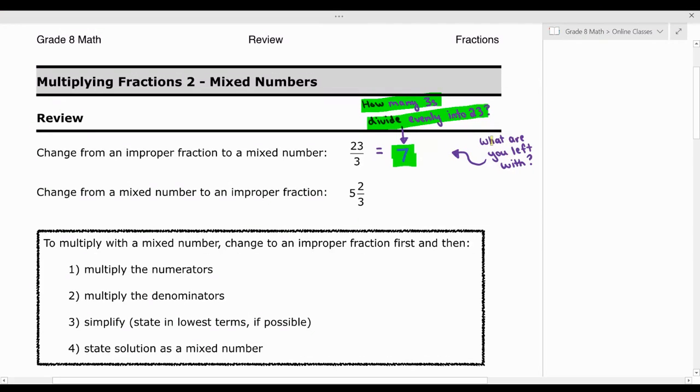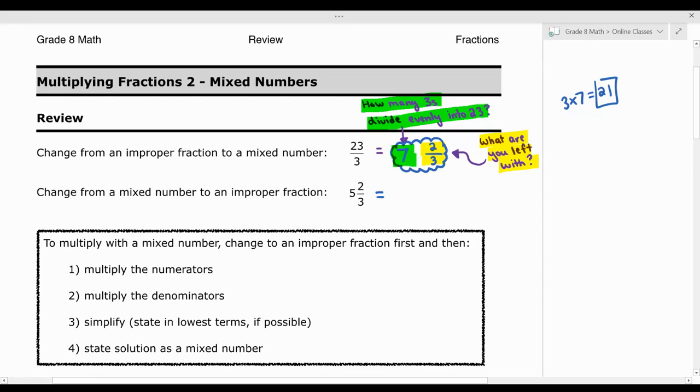Then for the second part, if I know I can have 7 3's divide evenly into that 23, you have to figure out what you are left with. I know 3 times 7 is 21. So if I'm at 21 and I'm supposed to get to 23, I still need 2 more, and then this is 2/3. So 23/3 as an improper fraction would be the same thing as 7 2/3.